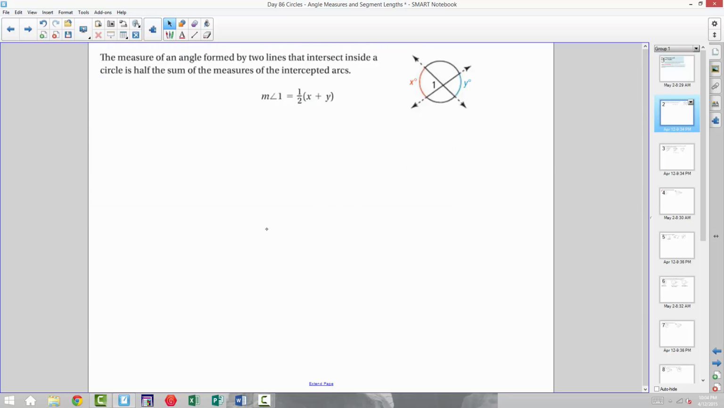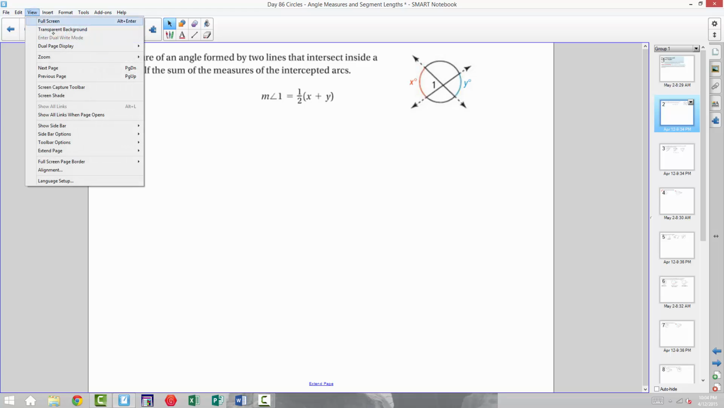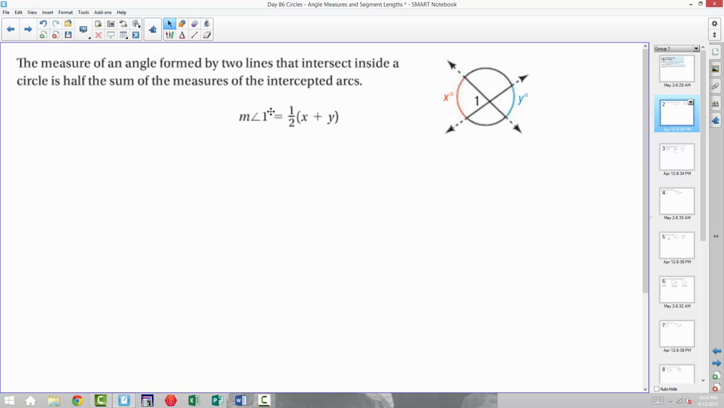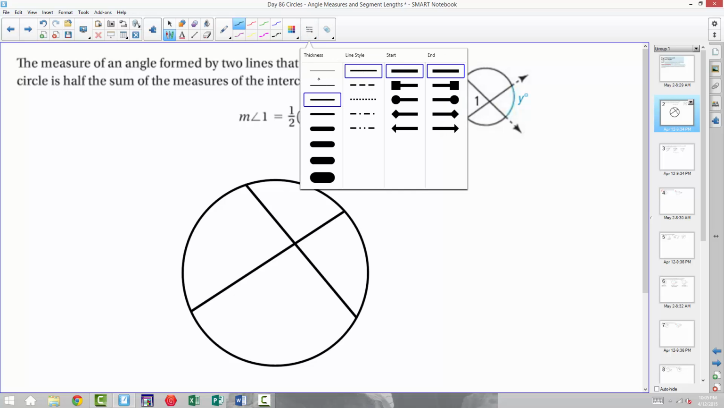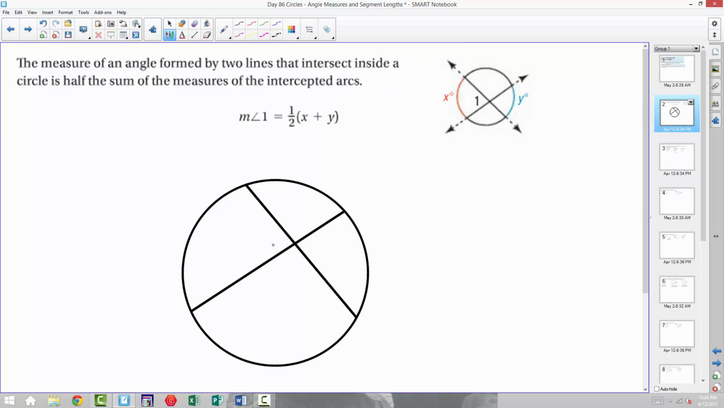The measure of an angle formed by two lines that intersect inside a circle is half the sum of the measures of the intercepted arcs. So if we have a circle, and I have two chords that intersect each other, that do not go through the center of the circle, I can find the angle formed by the intersection of the two chords. So I can find angle 1 here.